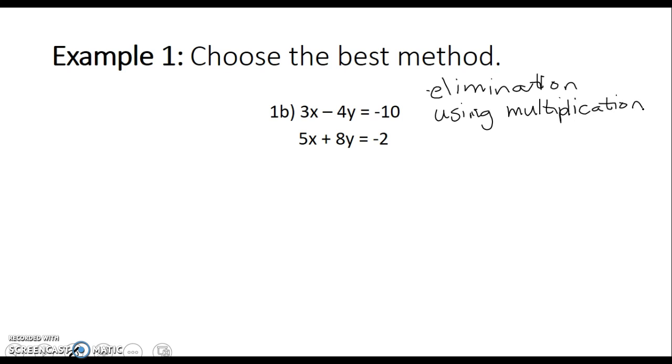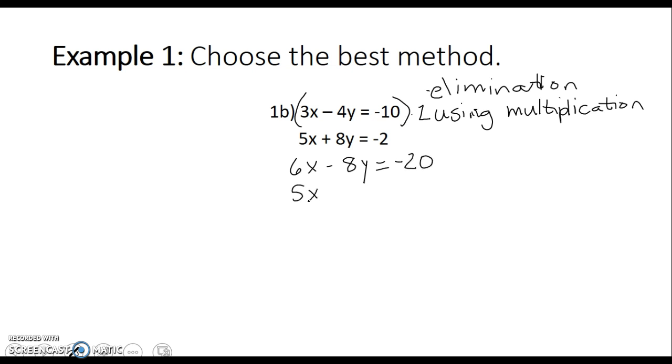So I'm going to use that, but I got to figure out if x or y is the smartest thing to eliminate. My x's, I have 3x and 5x. I can't really multiply 3x to get 5x or anything. However, my negative 4y and positive 8y, I can multiply that negative 4 by 2 to get negative 8. That way those 8's would cancel. So I'm going to multiply that first equation times 2. 2 times 3x gives me 6x. 2 times negative 4y gives me negative 8y. And negative 10 times 2 gives me negative 20.